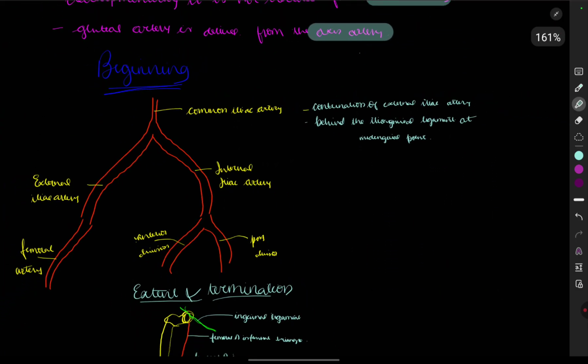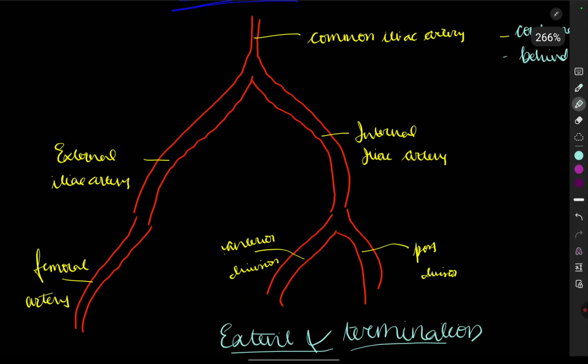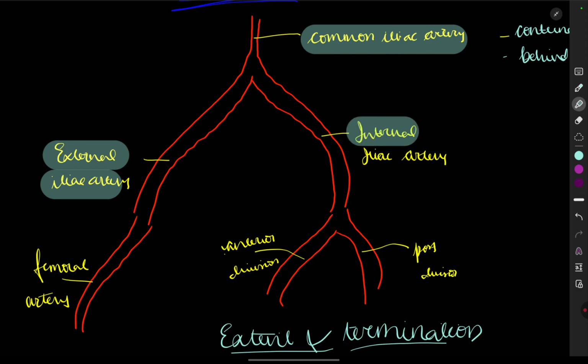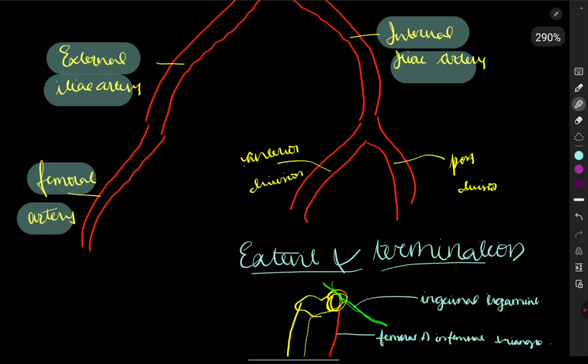Now see the beginning of the femoral artery, from the common iliac artery. It arises from the abdominal aorta. The common iliac artery divides into two branches, the external iliac artery and the internal iliac artery, and the external iliac artery continues as the femoral artery. Again it continues as the popliteal artery. The internal iliac artery branches into the anterior division and the posterior division, which again give branches and supply different muscles.